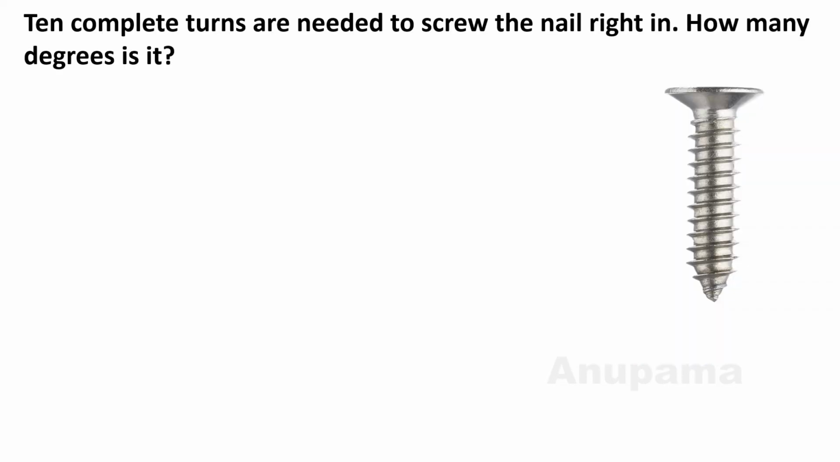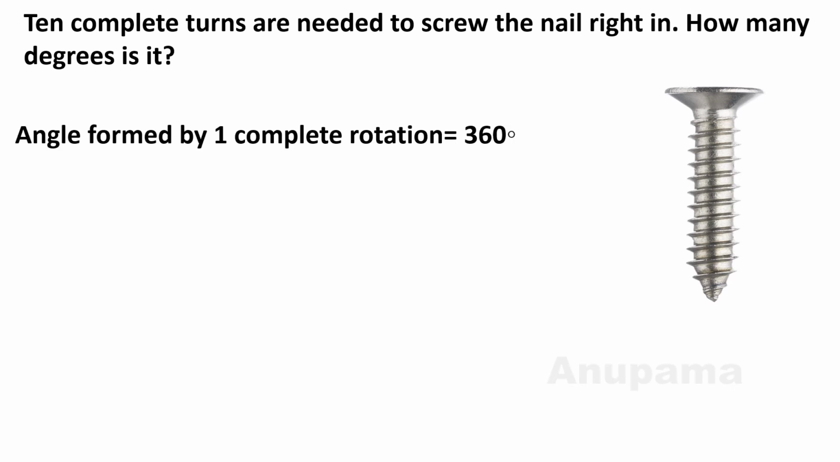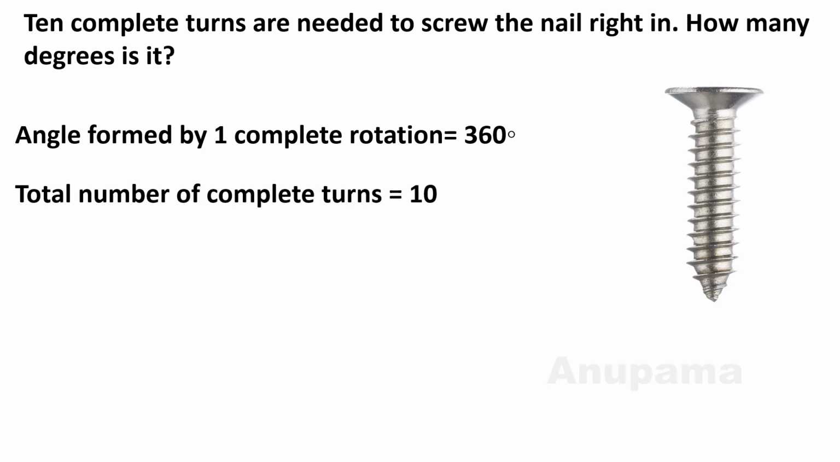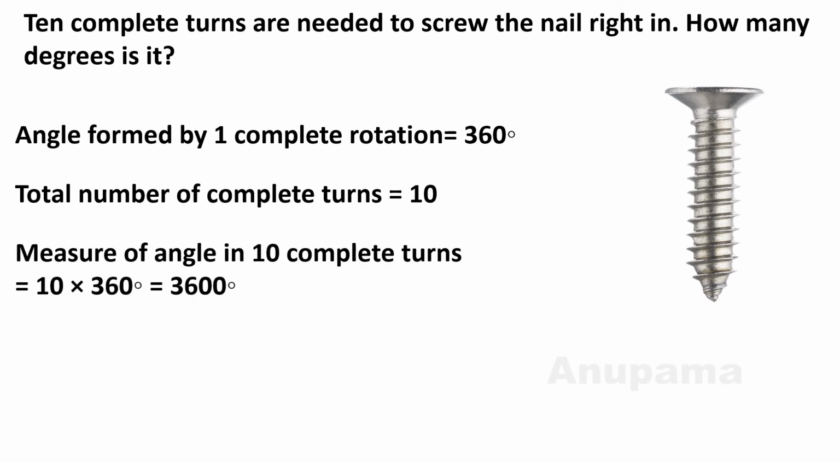Next question is about this nail. 10 complete turns are needed to screw the nail right in. How many degrees is it? We know that the angle formed by one complete rotation equals 360 degrees and the total number of complete turns equals 10, which is given to us, and we need to find out the angle in 10 complete turns. So it is a question of multiplication. Just multiply 360 degrees by 10 and it is 3600 degrees.